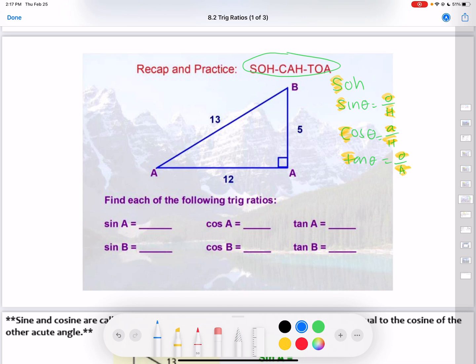Okay, and if we're looking at this guy, I'm going to do all the A's first. If A is my reference angle, with opposite, adjacent, hypotenuse, the sine of A is going to be 5/13. The cosine of A, adjacent over hypotenuse, is going to be 12/13. And the tangent of A is going to be opposite over adjacent, which is 5/12.